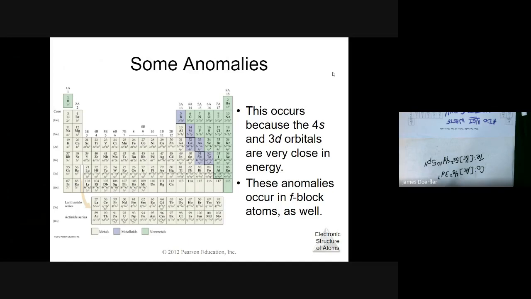So just know that there are some weirdos out there in terms of electron configurations that, based off of energy values, kind of don't obey the rules every single time.